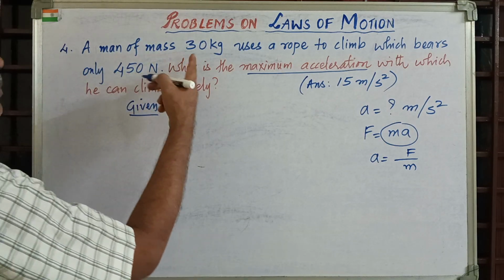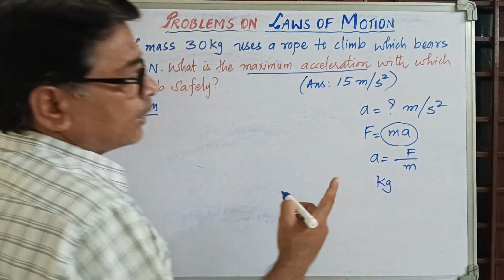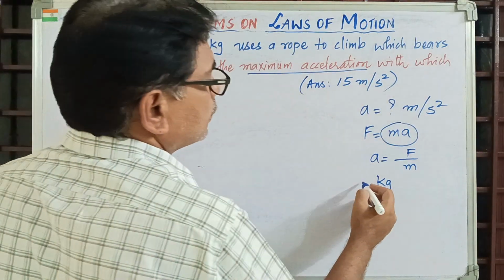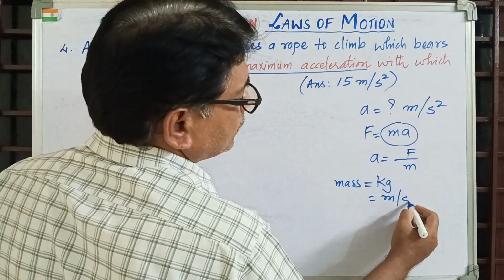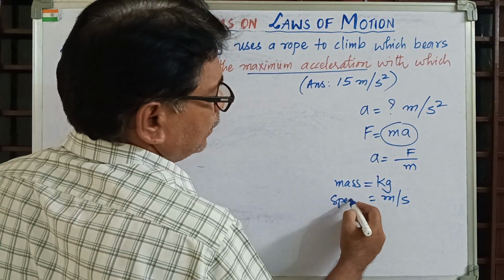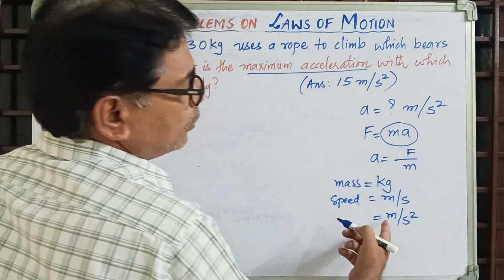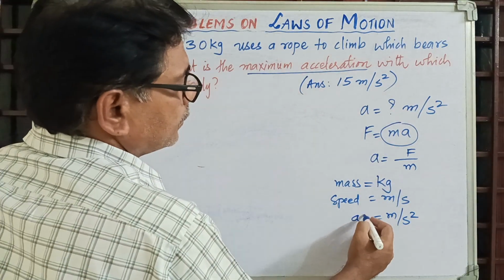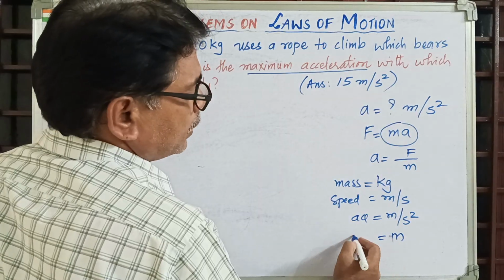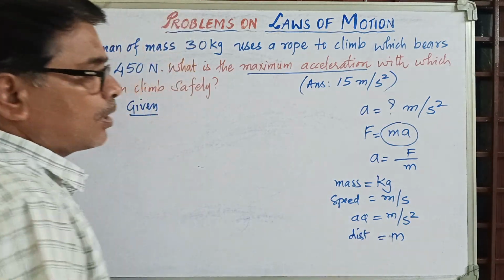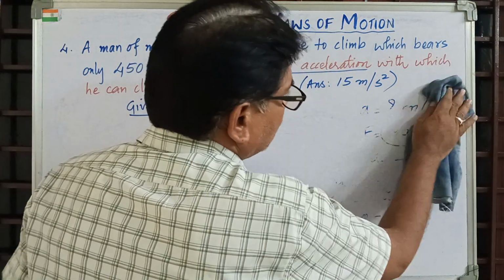So let me take down what is given. Mass of 30 kg. I am telling you once again, if you come across kg, it's understood he is speaking about mass. If you come across something like meter per second, you should know that it is either speed or velocity. If you come across meter per second square, you should know that it is acceleration. If you simply come across meter, then he is speaking either about distance or displacement or length. These are some of the things to solve problem. Very easy.